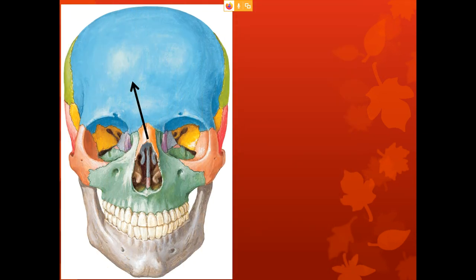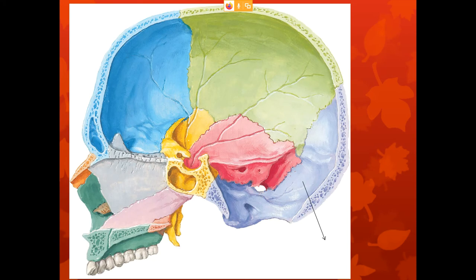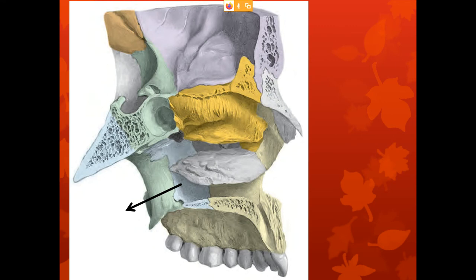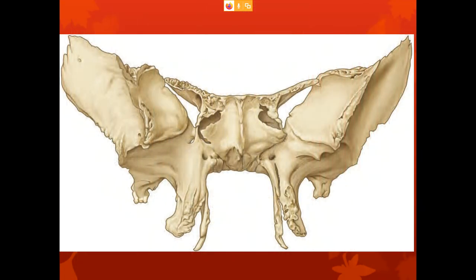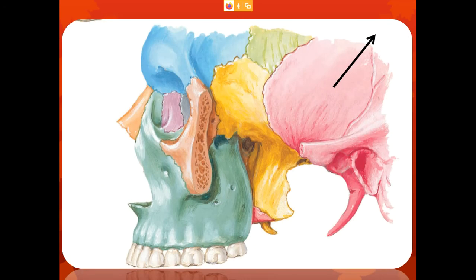Then here you can see the nasal bones, right and left nasal bones. And here you can see the occipital bone, parietal bone, and the palatine bone. And here is the sphenoid bone, as I told you earlier, which is extending across the entire skull, from the right side to the left side, with a butterfly or bat shape, called the sphenoid bone.